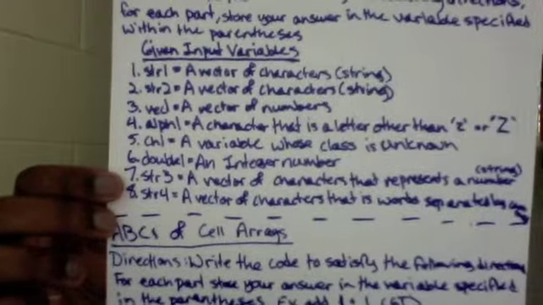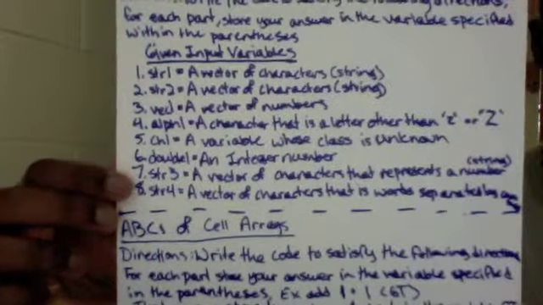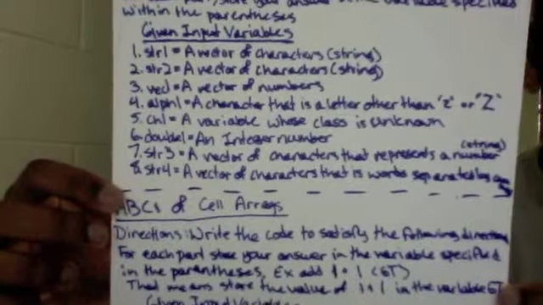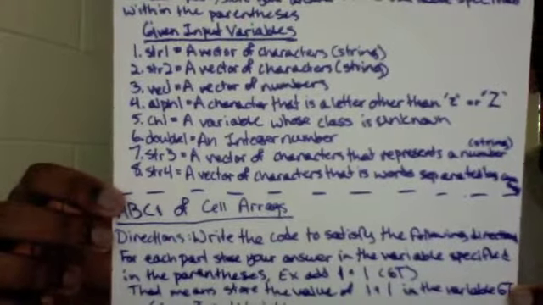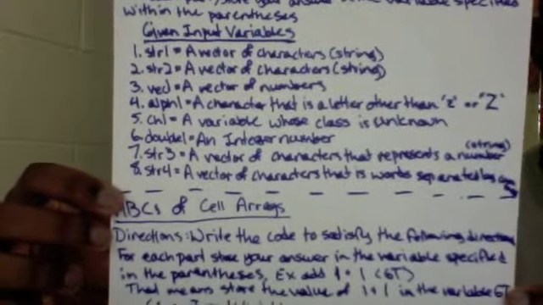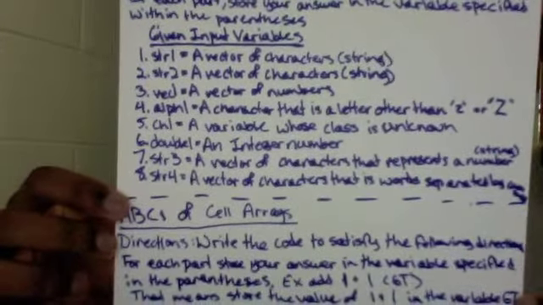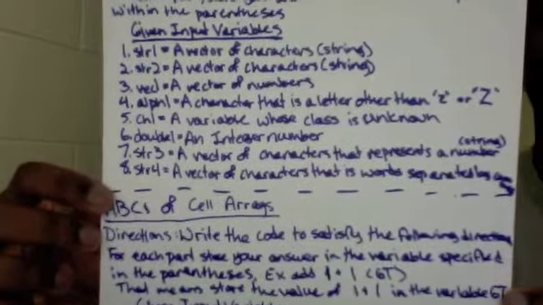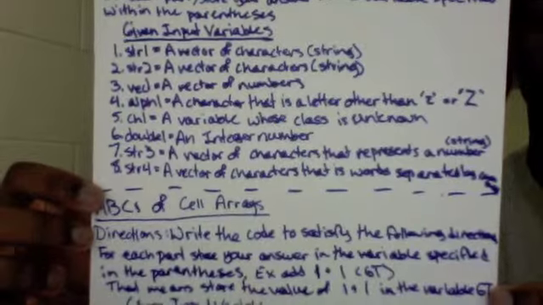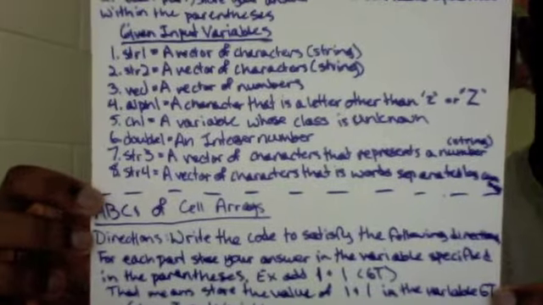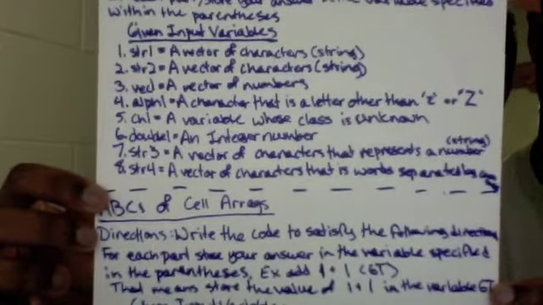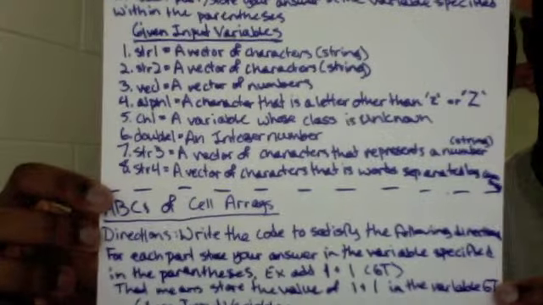Our given input variables are string1, which is a vector of characters; string2, another vector of characters; vec1, a vector of numbers; alpha1, a character that is a letter other than uppercase or lowercase z; ch1, a variable whose class is unknown; double1, an integer number; string3, a vector of characters that represents a number; and string4, a vector of characters that is words separated by commas.